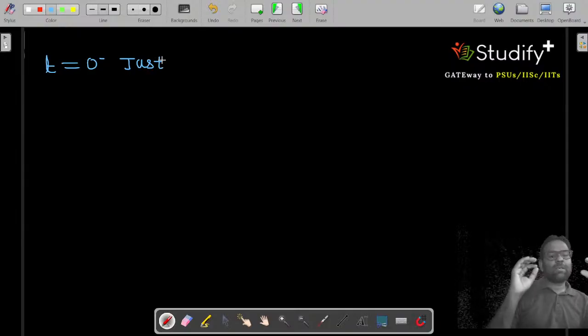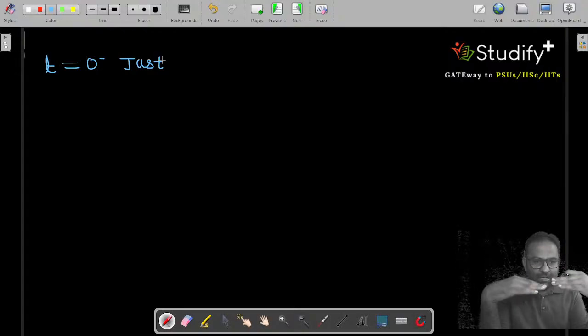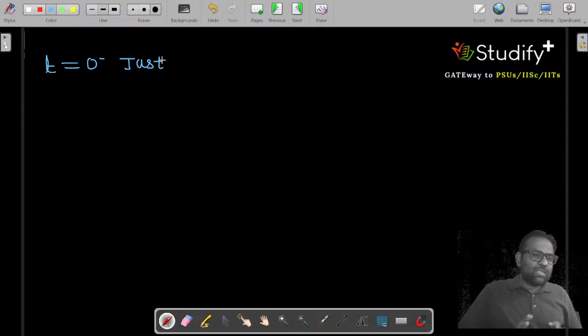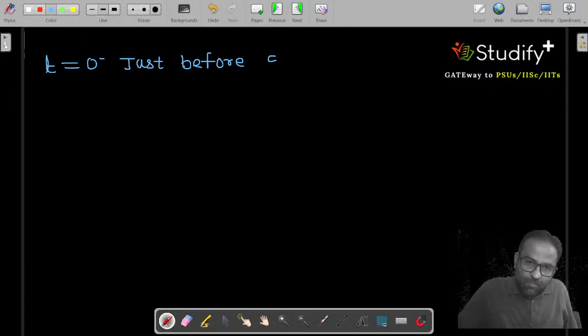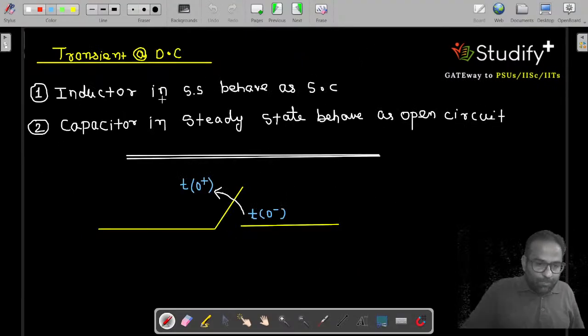This switch is responsible for abrupt change in the circuit condition. What I told yesterday is that any response of your circuit for abrupt change is known as transient. So this switch is responsible for transient. So just before switching, we have to define a lot of parameters.